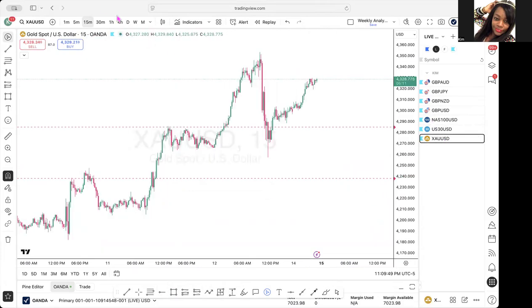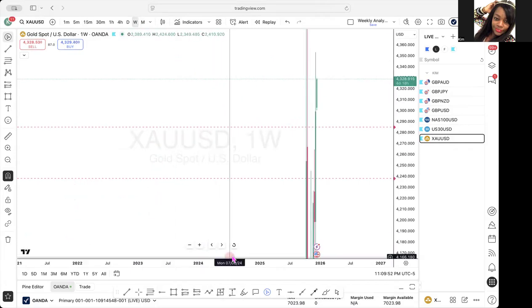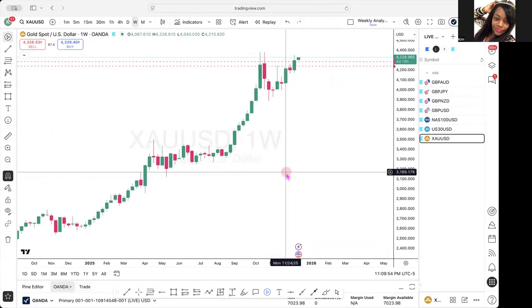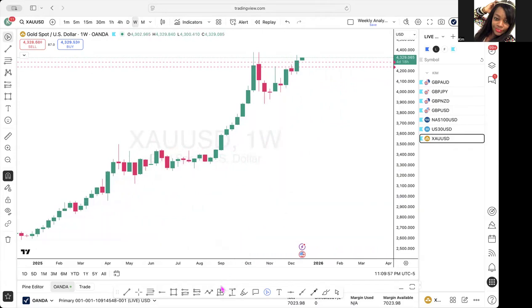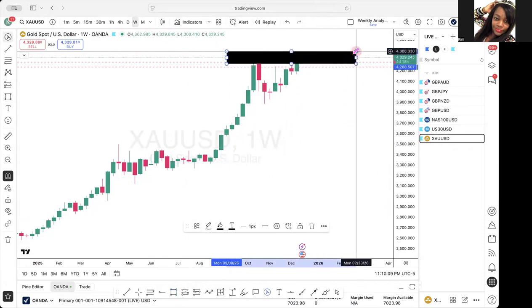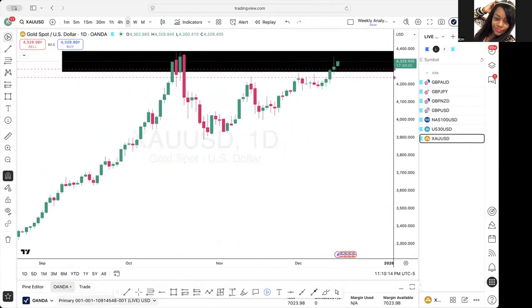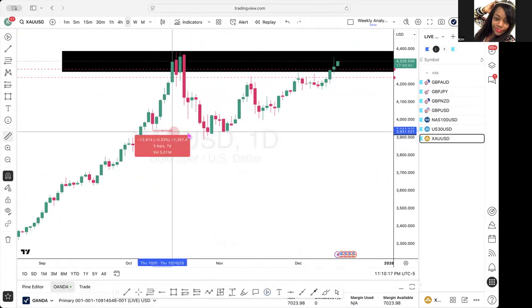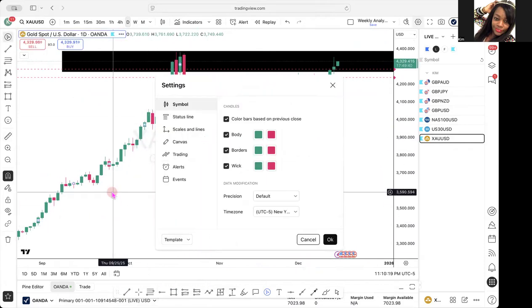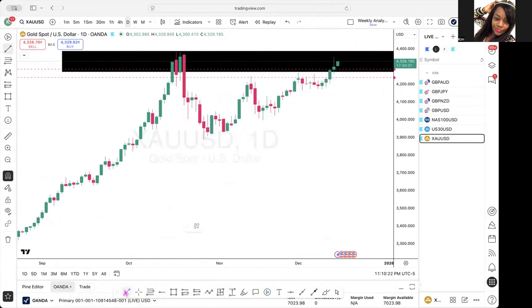Okay. And last but not least, we have gold. We already know that gold is at a strong key level. Okay. And if we go to the daily, based on the daily, there was a market structure shift here. Based on the daily, there was a market structure shift here.